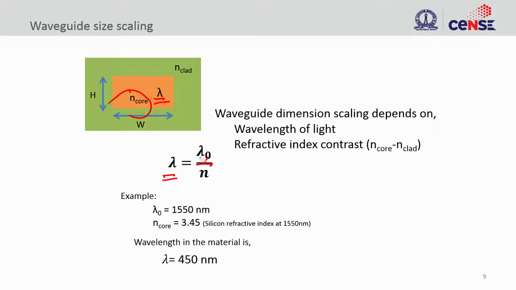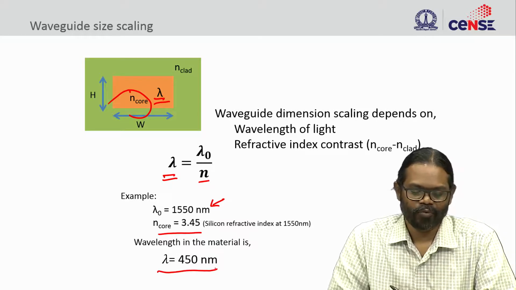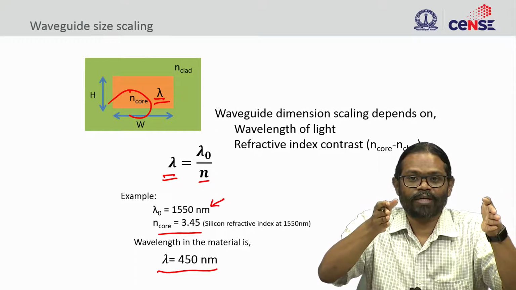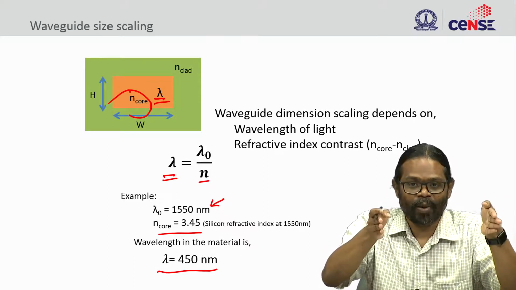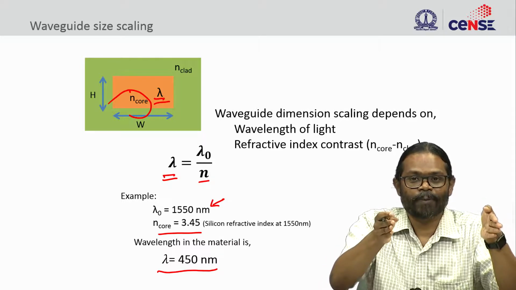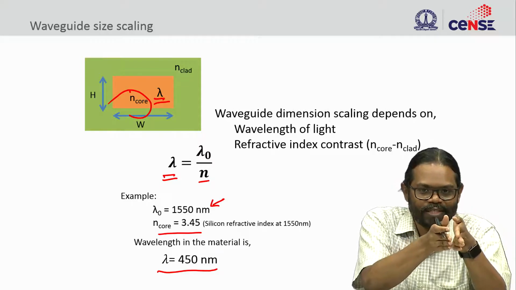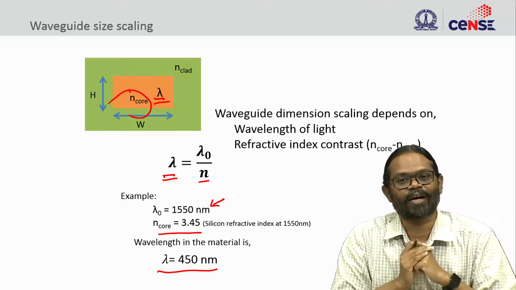So, that is lambda naught, the free space wavelength, divided by the refractive index of the medium. Just to give you an example, take a 1550 nanometer light source and look at the wavelength of light inside silicon. Silicon is 3.45, that is the refractive index of silicon. The wavelength inside the material is 450 nanometers. So, now you can see we had 1.5 micrometer of wavelength in free space. When you put this light into silicon, it becomes 450 nanometers. So, we can squeeze the light by just choosing a high refractive index material.